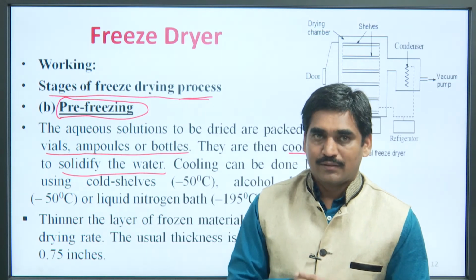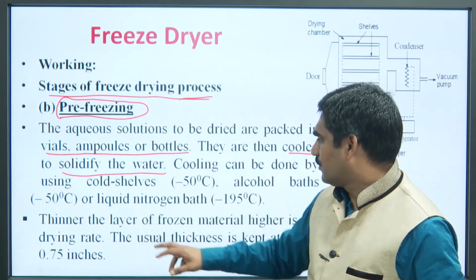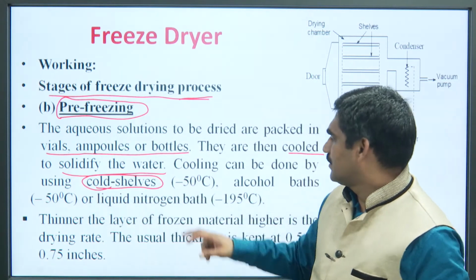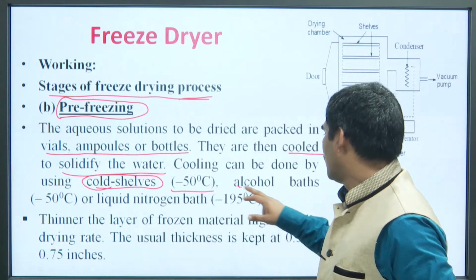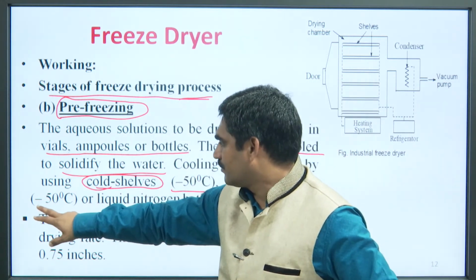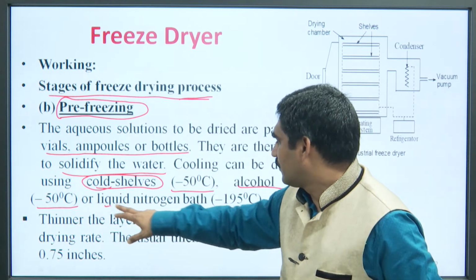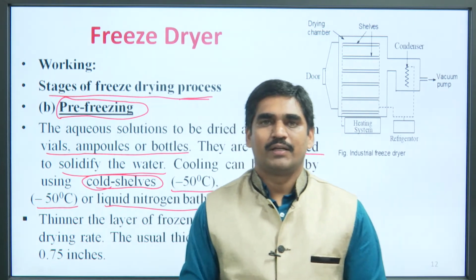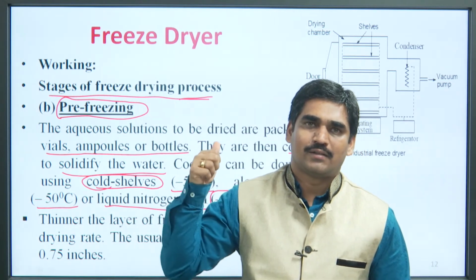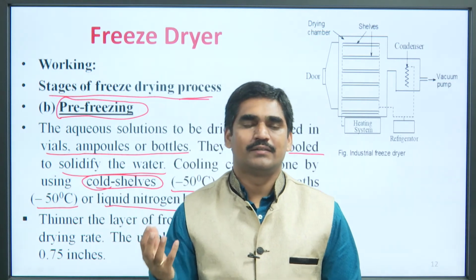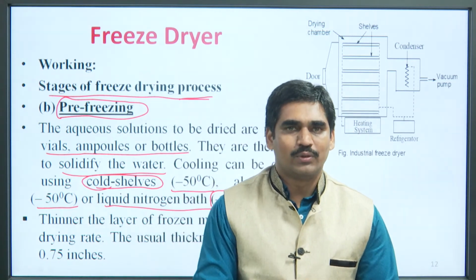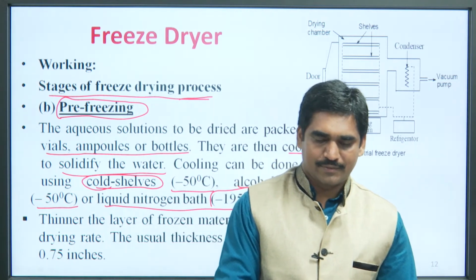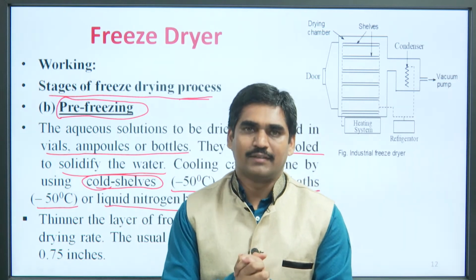We are filling the solution into ampoules, vials or bottles, and then they are cooled to solidify the water. This cooling can be done by using cold shelves, that is -50°C, or an alcohol bath whose temperature is also -50°C, or a liquid nitrogen bath at -195°C. So, by using these techniques, the aqueous solution to be dried, after packing, is cooled and converted into solids, just like formation of ice.